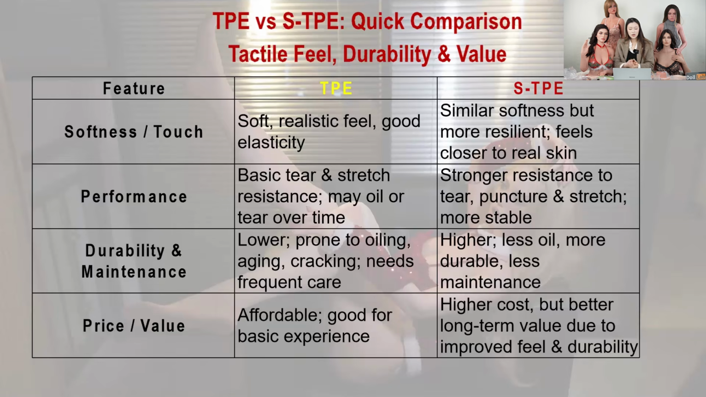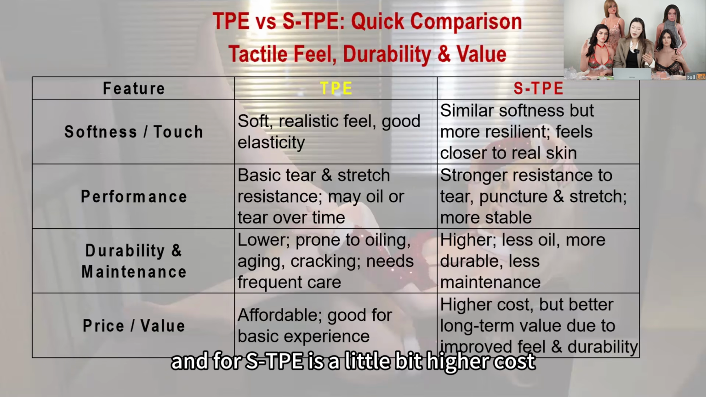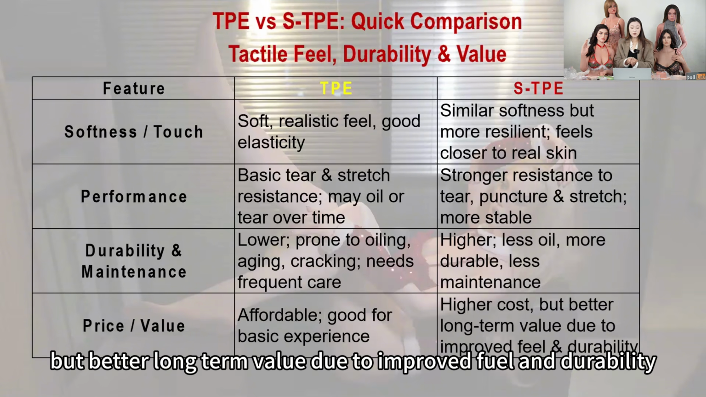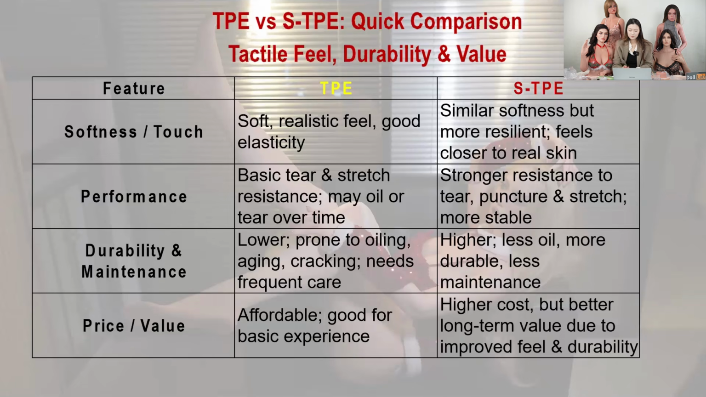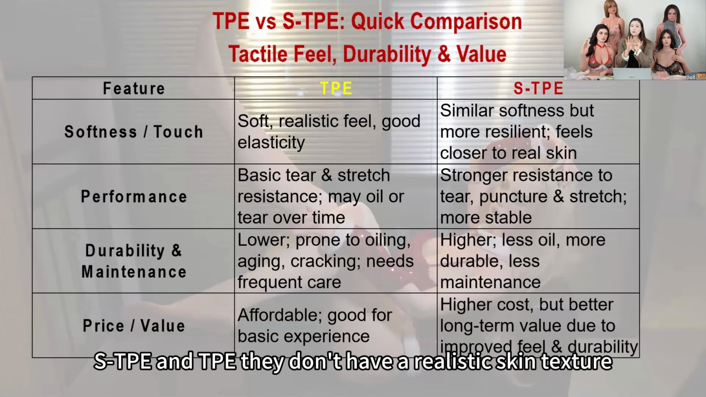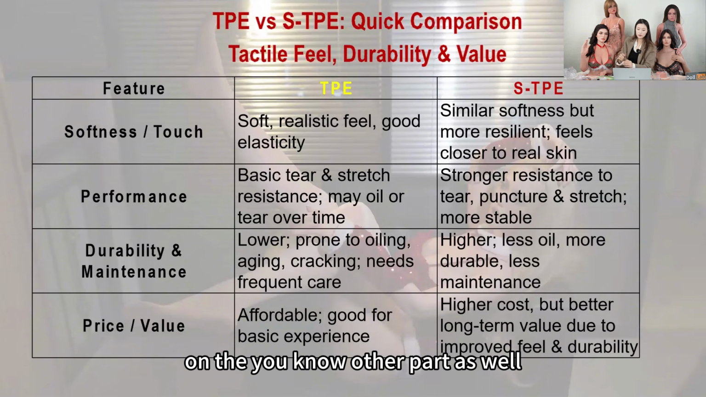And for price, TPE is affordable and it's good for some buyers. And for STPE, it's a little bit higher cost, but better long-term value due to improved feel and durability. So if you're considering STPE, it's a good choice, I think. But remember, STPE and TPE don't have a realistic skin texture. I mean, very tiny and detailed skin texture on the chest, on the other parts as well.